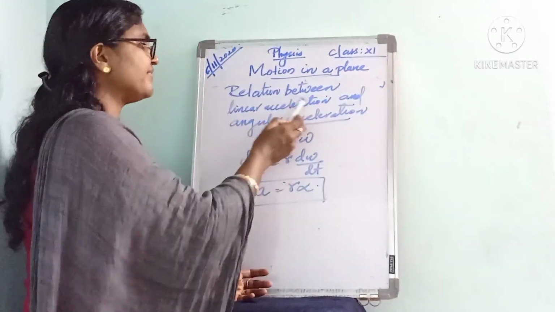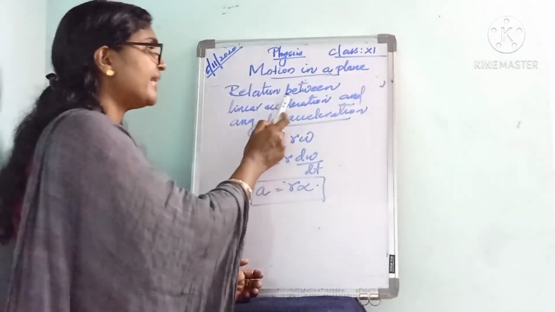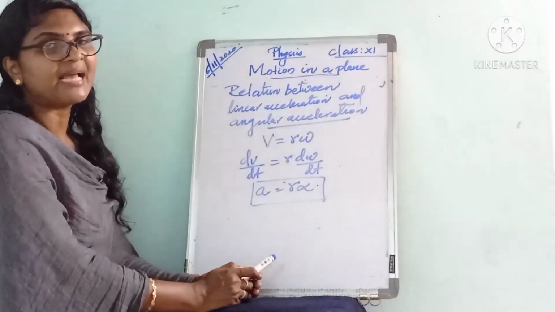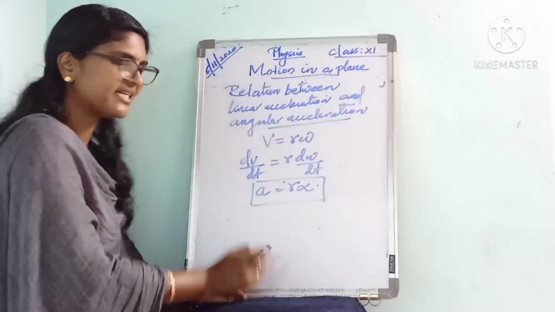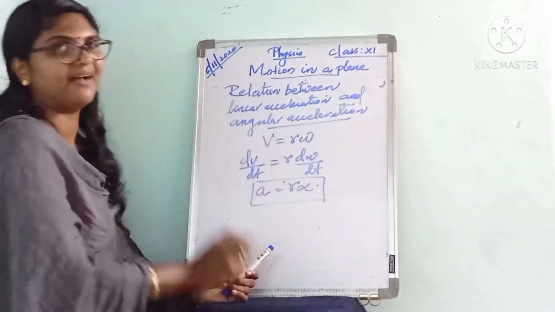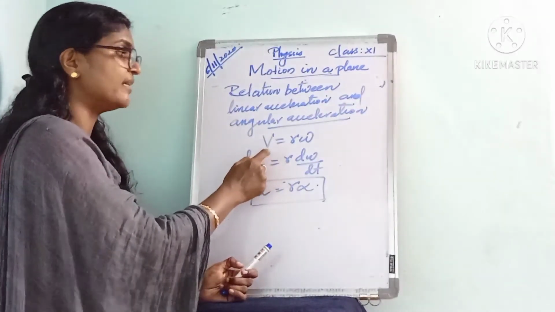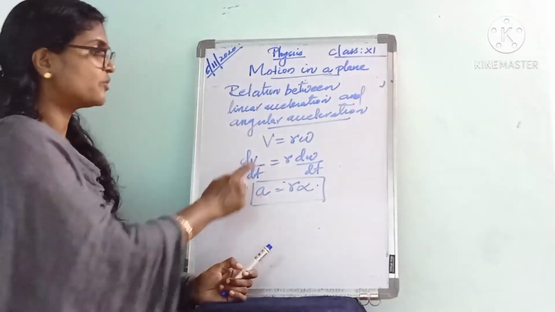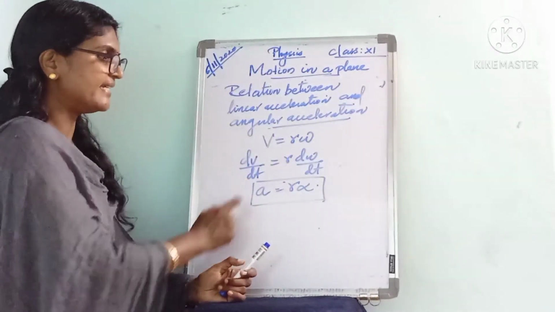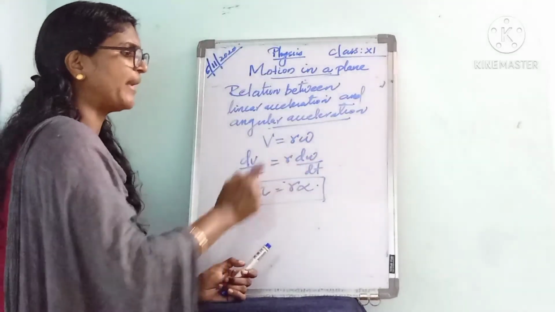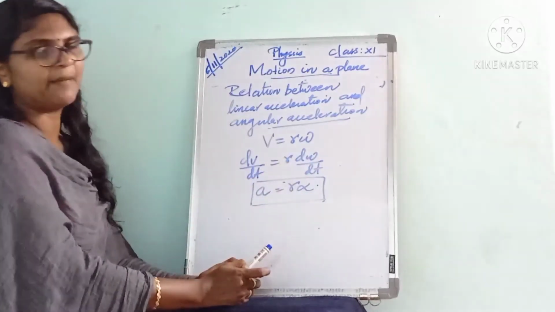Next, the relation between linear acceleration and angular acceleration. We know the relationship between linear velocity and angular velocity as v is equal to r omega. Next we differentiate with respect to time. Differentiating v, we get dv by dt, which is equal to r into d omega by dt.